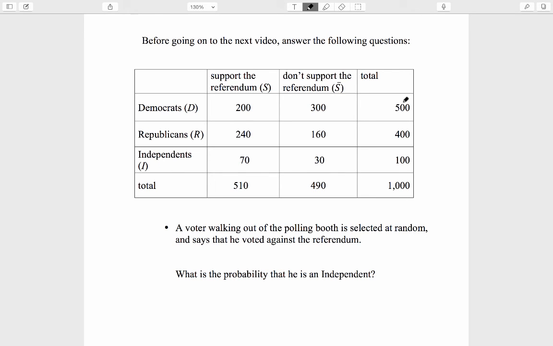Before going on to the next video, answer the following questions. A voter walking out of the polling booth is selected at random and says that he voted against the referendum. What is the probability that he is an independent?